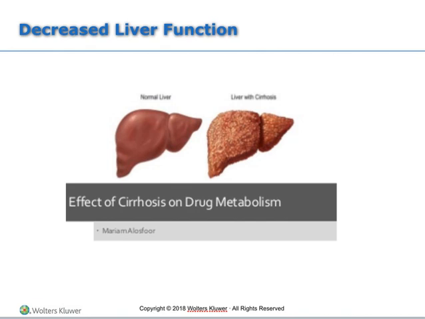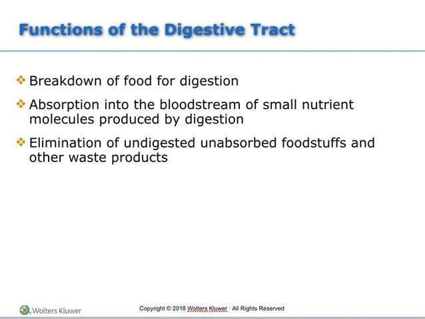Okay, so we talked about the liver, which plays an incredibly important role. Let's talk about the digestive tract as a whole. We've already mentioned it. We break down our food, we absorb the nutrients, and then we eliminate whatever isn't helpful. That's our three-step process for our digestive tract.